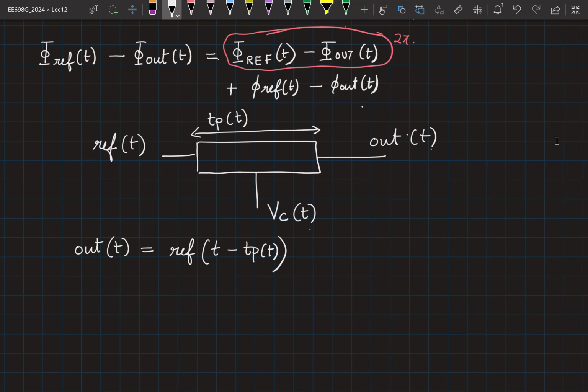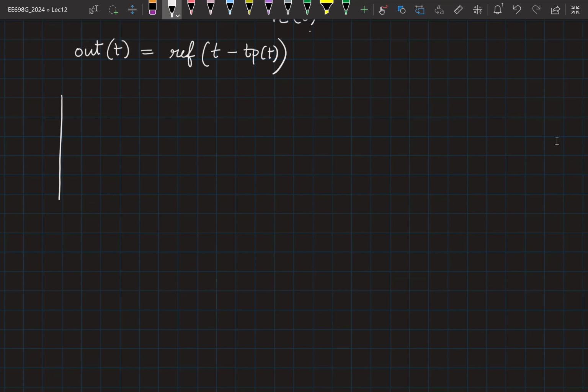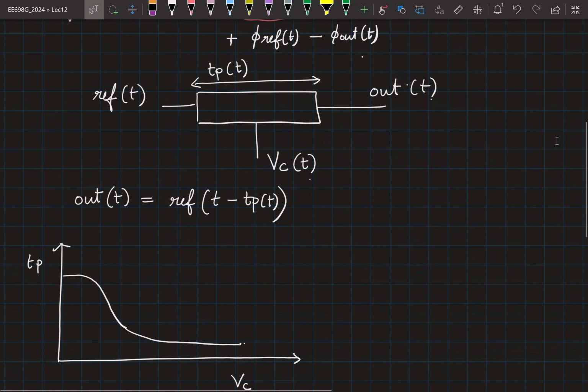So let us get to the basics and look at the VCDL characteristic. We will assume that a current starved inverter based characteristic is being used, which means we are looking at a curve like this. Right? So this is your TP and this is your VC. Now to analyze this, we will assume that the small signal phase occurring at the input is 0. Right? You have a very clean square wave coming at the input.